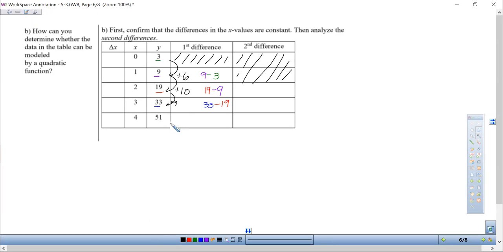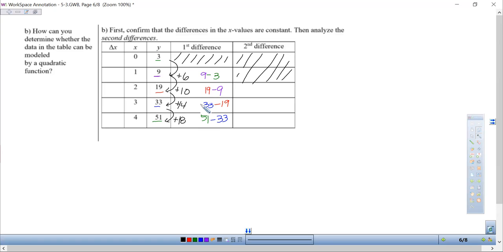So I'm adding 14 to get the next value. My first difference is 14. And then I have 33 to 51. If I take my 51 and subtract 33, that actually gives me 18. So I'm adding 18 to 33 to make 51.